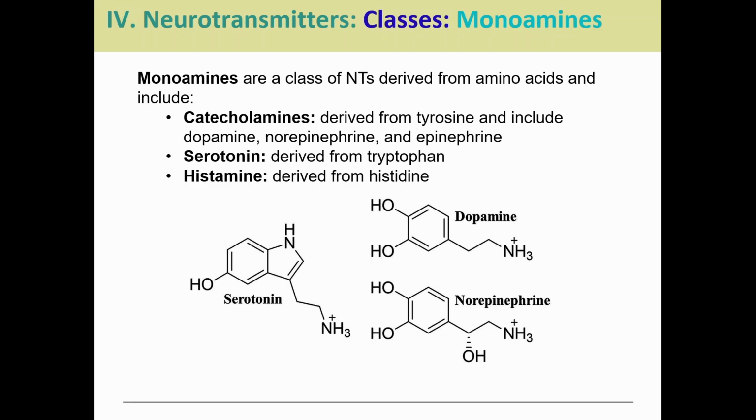So the monoamines, these are going to be derived from amino acids. So we have catecholamines, we have serotonin and histamine. These are going to be the three. Now, catecholamines are going to be derived from tyrosine, and it's going to include dopamine, norepinephrine, and epinephrine. Serotonin is going to be derived from tryptophan, and histamine is derived from histidine, hence the name. So that's where these monoamines are coming from, right?